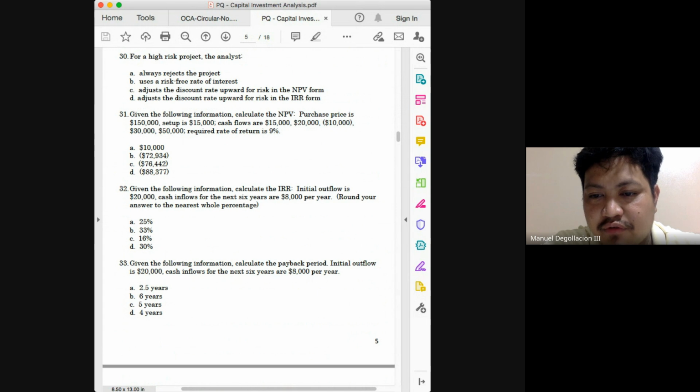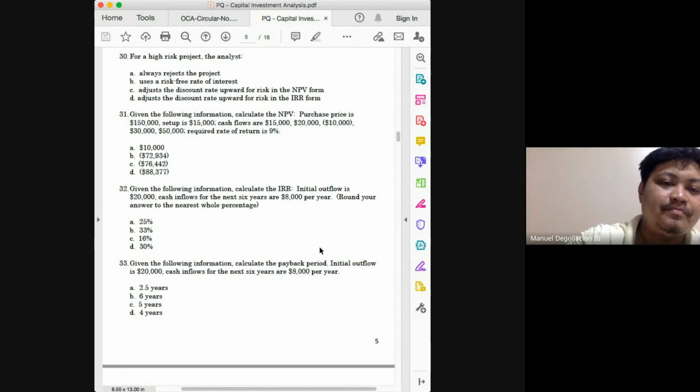32, given the following information, calculate the IRR. So again, just look for the interest rate that would make 20,000 equal to the present value of 8,000s. Okay, and the answer here would be 33%.